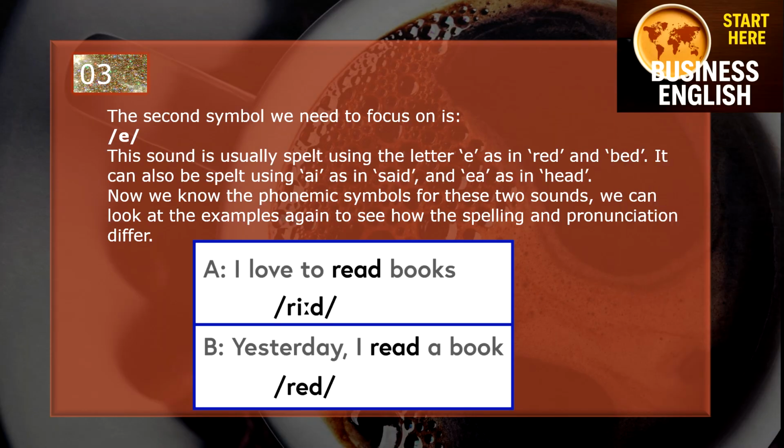So the next symbol we need to focus on is F. This sound is usually spelled using the letter E, as in red, and bed. It can also be spelled using IA as in said and EA as in head. Now we know phonemic symbols for these two sounds, we can look at the examples again to see how the spelling and pronunciation differ. I love to read books. Yesterday I read a book.